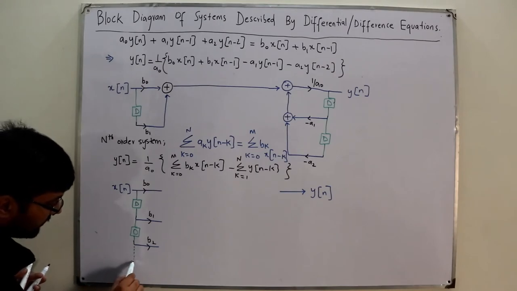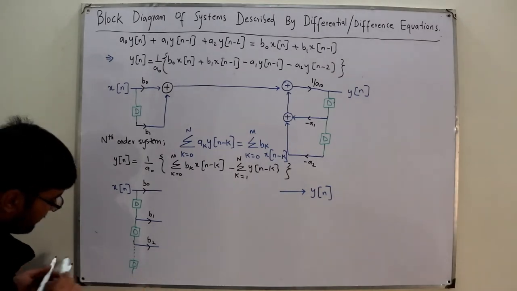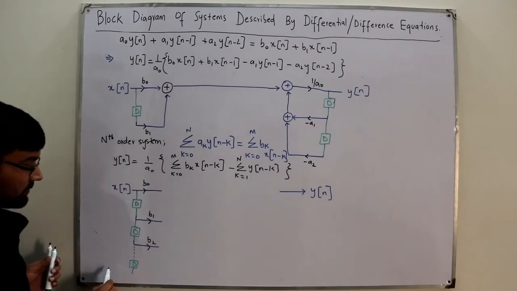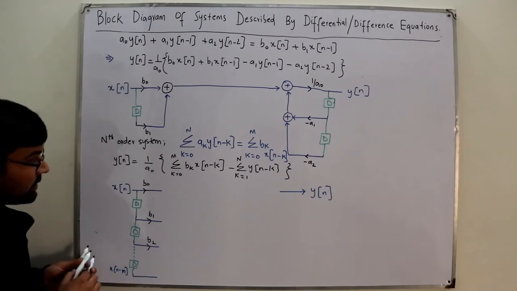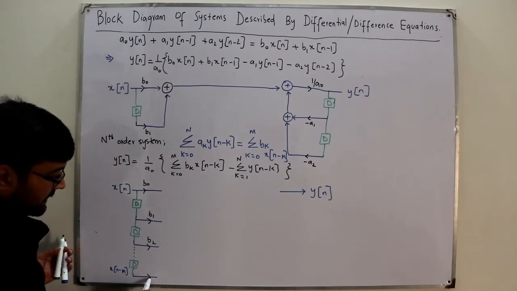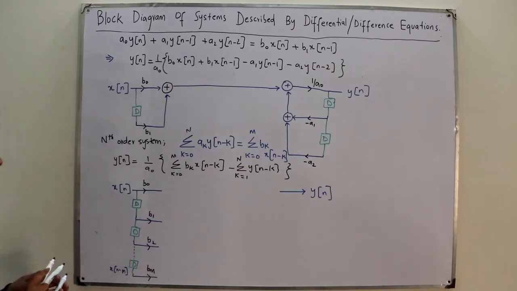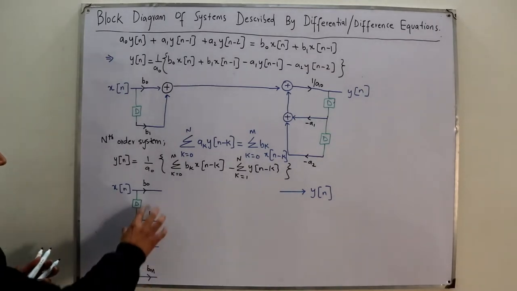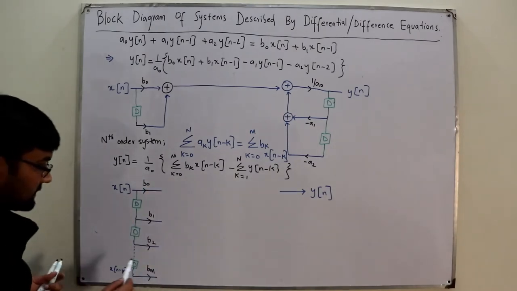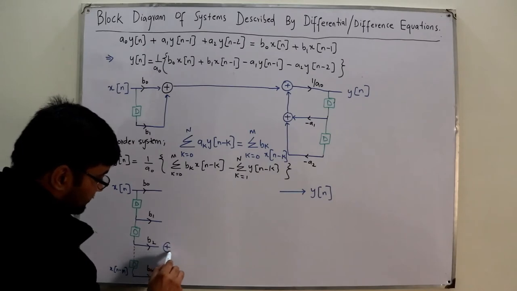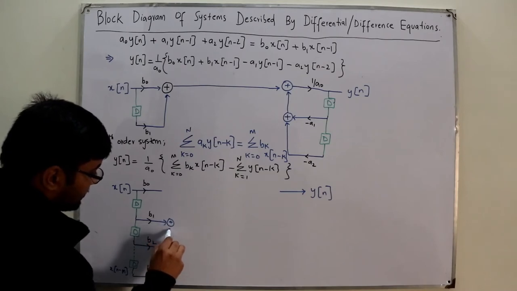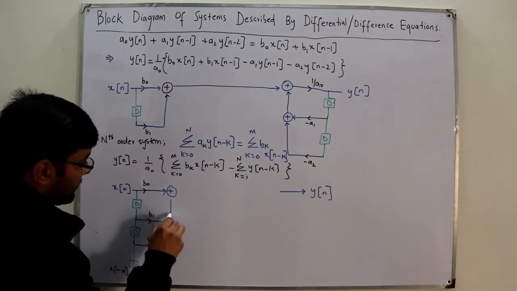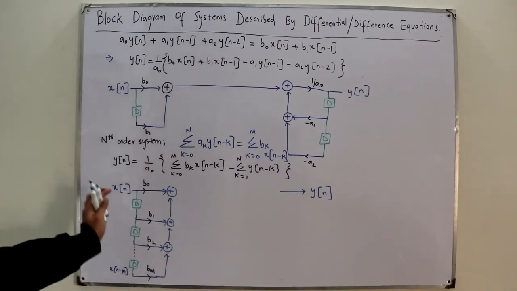And let me write the final one. The final one would be, this is different, the derivative. And over here, I would have what? I would have an x of n minus k. x of n minus m, when k would be equal to m, and this would be multiplied with a bm. Isn't it like this? Now what do you have? You have to add all of them together. Isn't it like this? So let me add all of them together. So this is how you add all of them together. So this was for this x of n side.